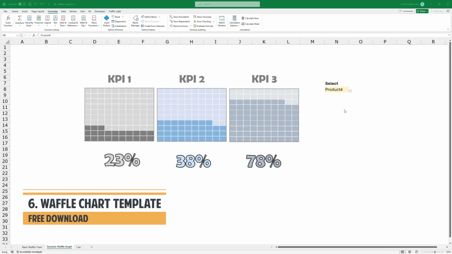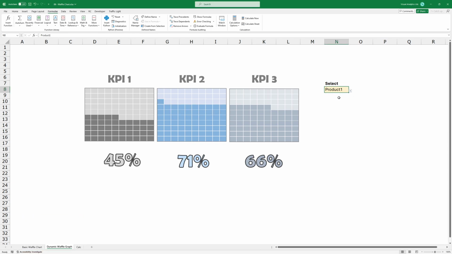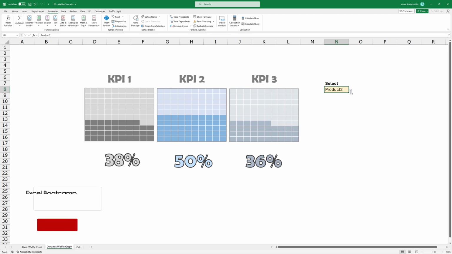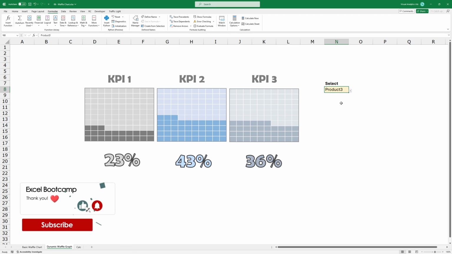Waffle charts, also known as grid charts, are a data visualization technique used to represent proportions. In Excel, creating a waffle chart involves setting up a grid of squares, where each square represents a certain portion or percentage of the whole.